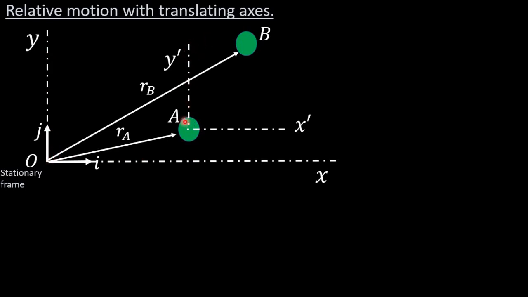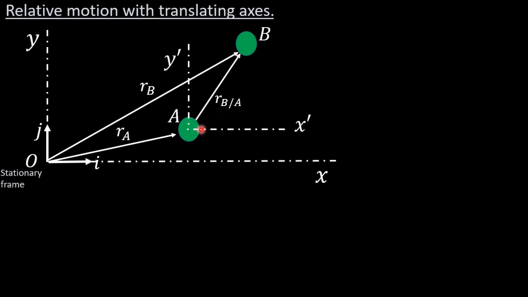So this coordinate axis is what we call the translating axis, because the x prime y prime axis moves with this particle. So it's attached to that particle. No matter where you put this particle inside this stationary frame, this coordinate axis will move along with it.